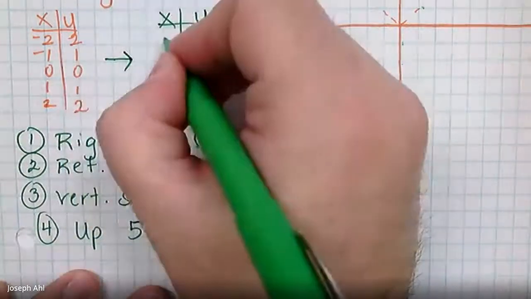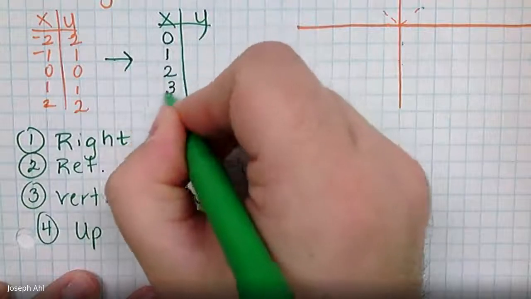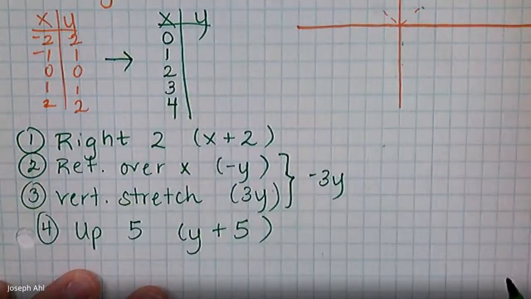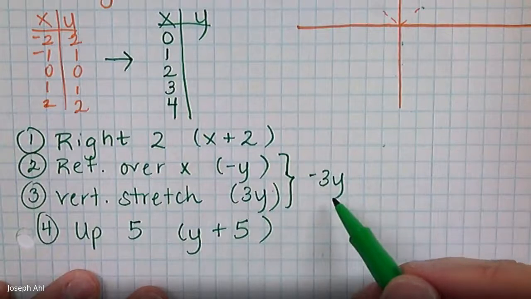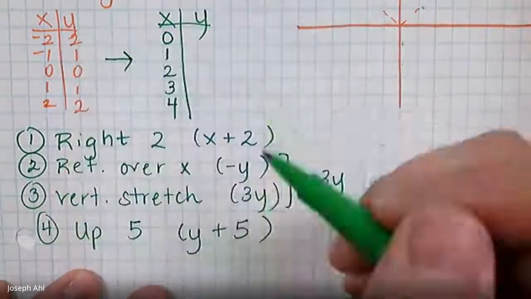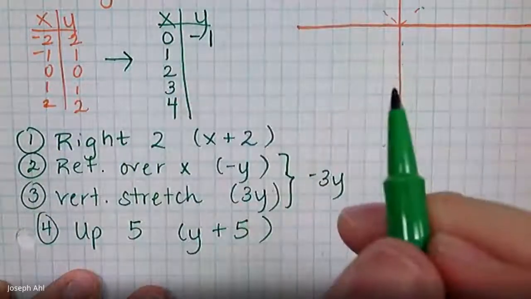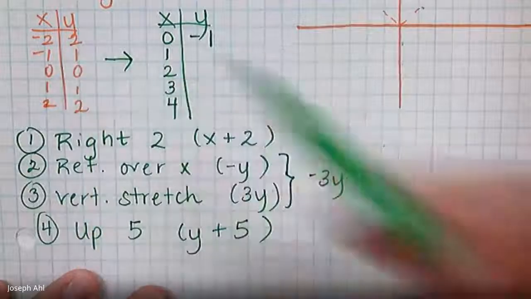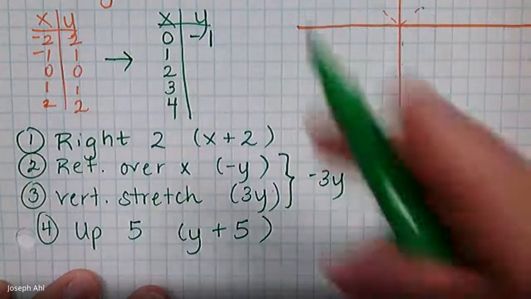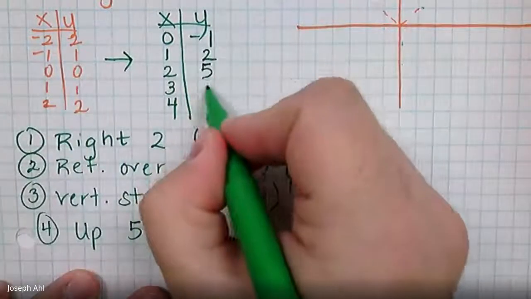So if we move to the right 2, this is now an x value at 0, and then everything else would go up 1 from there. So we're now at 0 through 4 in my x list, and y: multiply by -3 and add 5. So this would be -6, and then +5 is -1. And then 1 times -3 is -3, +5 is 2. This is going to be 0 + 5, which is 5.